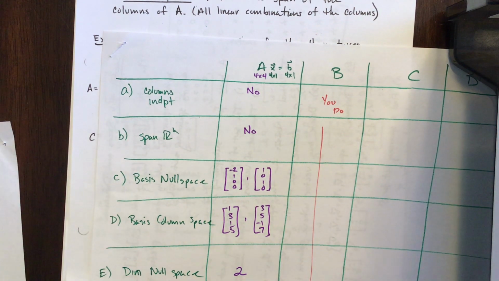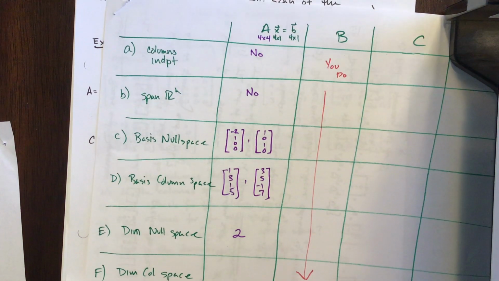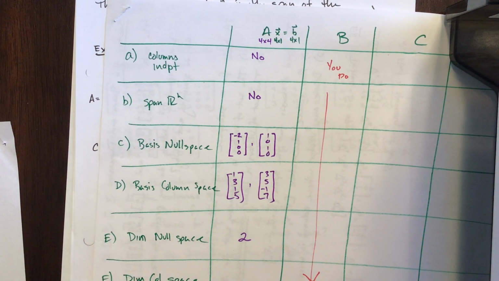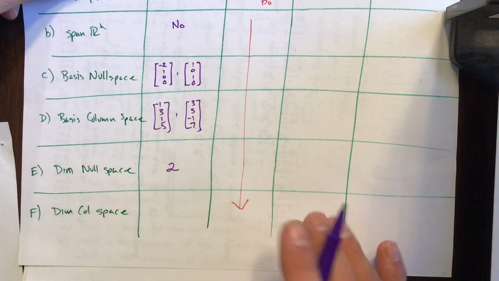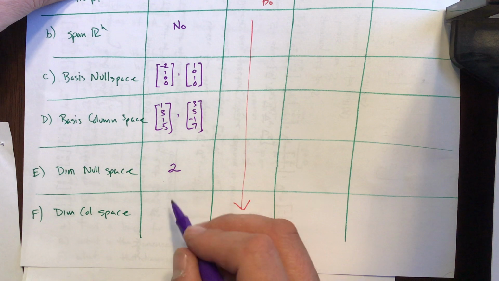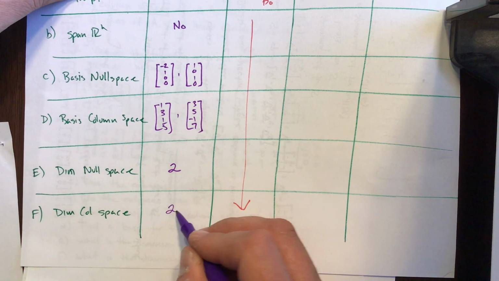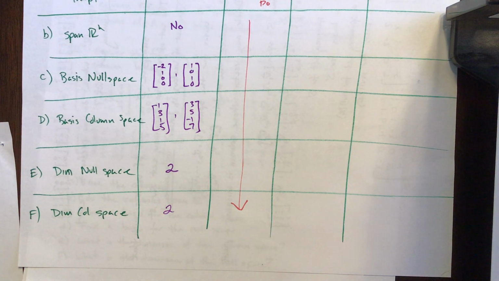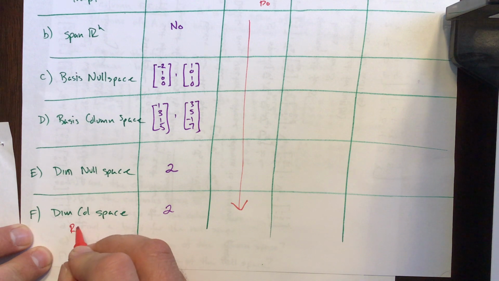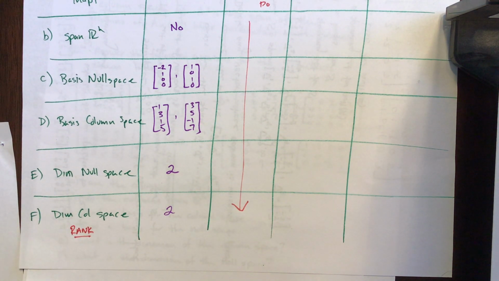And so that is the basis for our column space of the matrix. And there are two vectors in it. There are two vectors in the basis, so that means the dimension of our column space is 2. Remember, dimension of column space, another way of saying it, was that it was the rank of the matrix. Good.